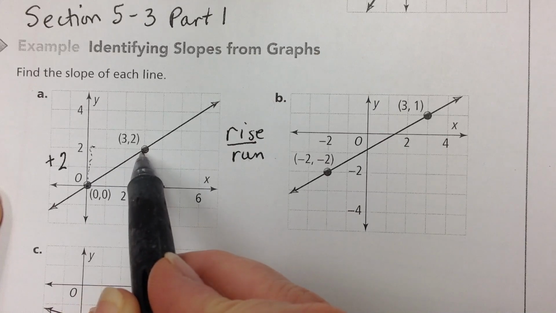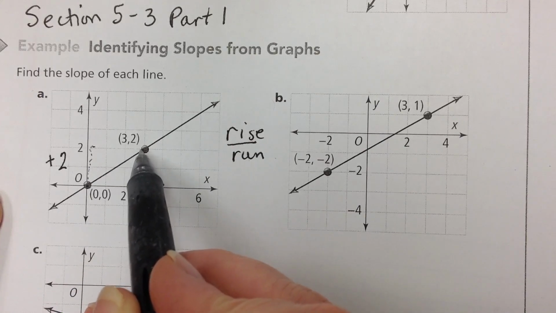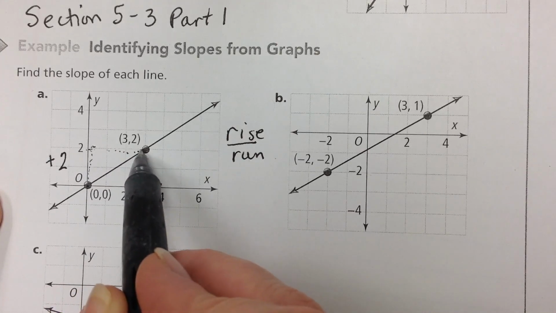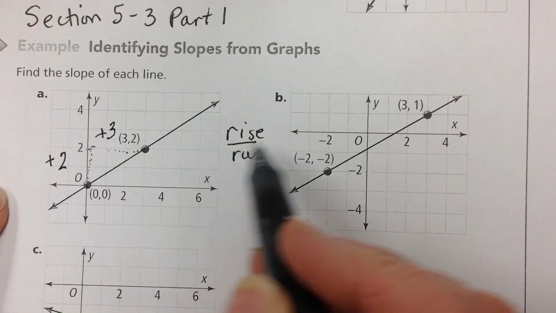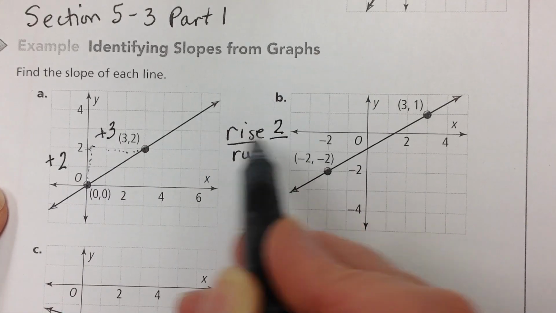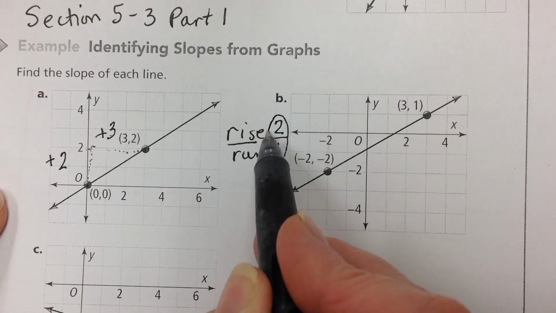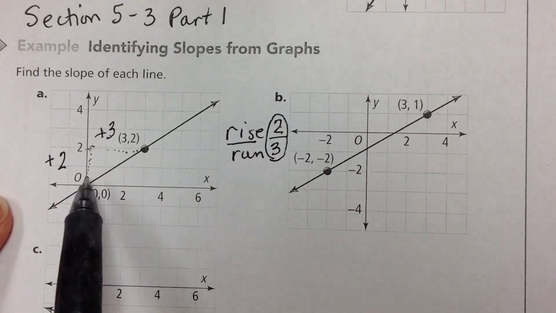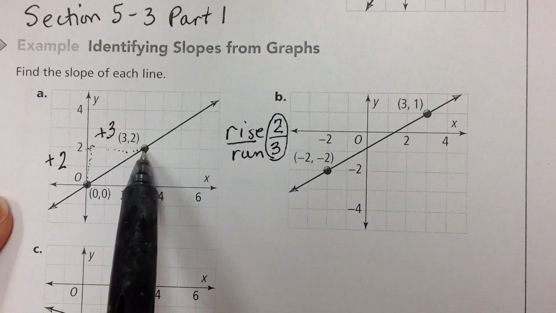How many squares do I need to go to the right? If I go to the right, it's positive run. I need to run 1, 2, 3. So I had to run positive 3. So rise positive 2, run positive 3. So your slope is 2/3 for A. You had to rise 2 and run 3.